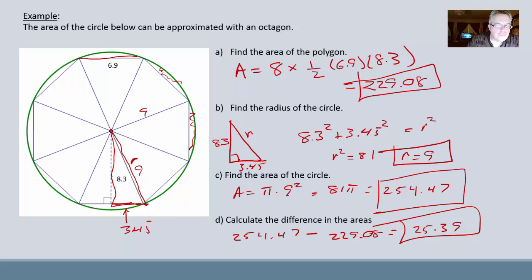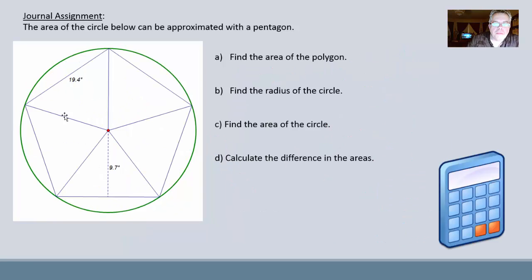Okay, time for you to do one. This time we're approximating with a pentagon. The pentagon is a little bit small, right? The circle has some area here that's left over. So we expect the pentagon's area to be smaller than the circle's area.